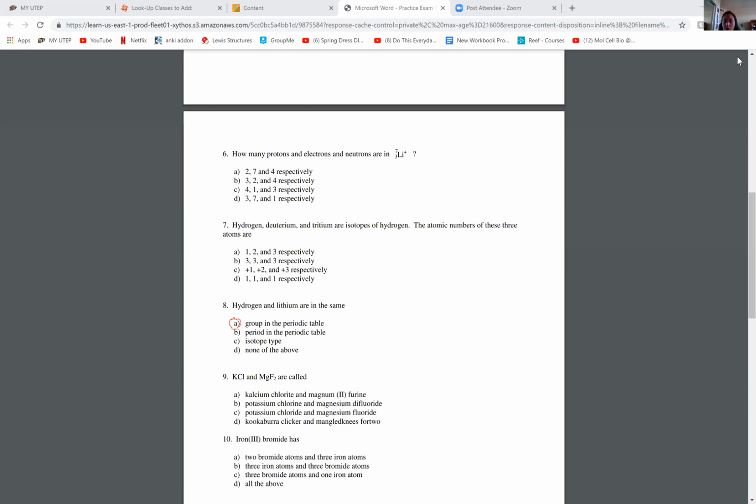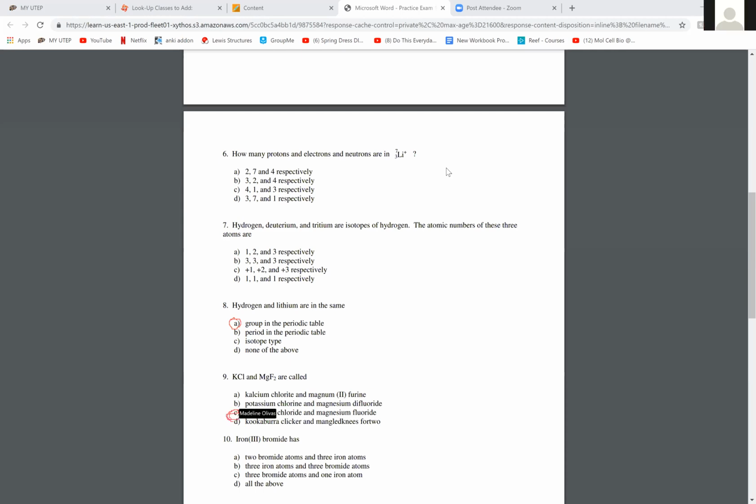Is everybody okay with that question? Can I move on to the next one? Yes. So our next question is KCl and MgF2 are called what? Like, what's the name of these compounds? Potassium chlorine and magnesium difluoride. It would be C, right? Potassium chloride. Yeah, somebody said C.